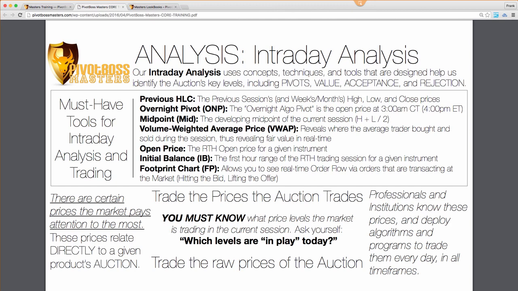The volume weighted average price, that's VWAP. This reveals where the average trader bought and sold during the session, thus revealing fair value in real time. This level has been a benchmark for professionals and institutional traders for decades. But for some reason, it was hard to come by, getting VWAP on many platforms. It took several years. Some platforms had it, but not a lot.